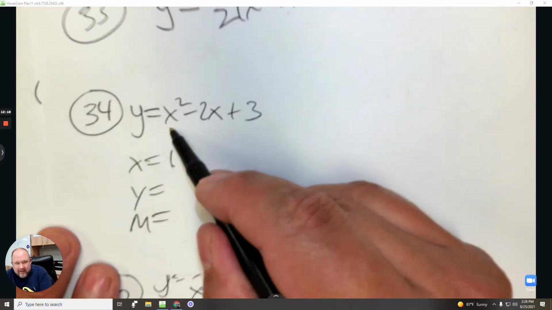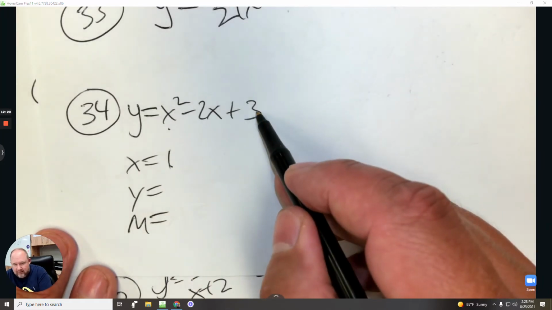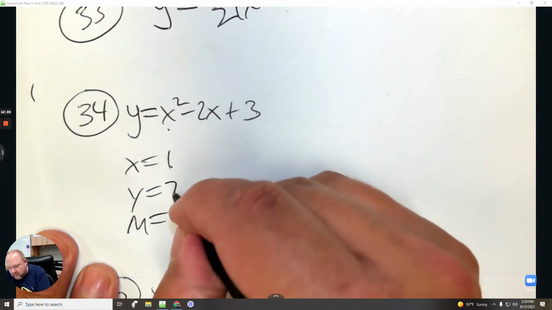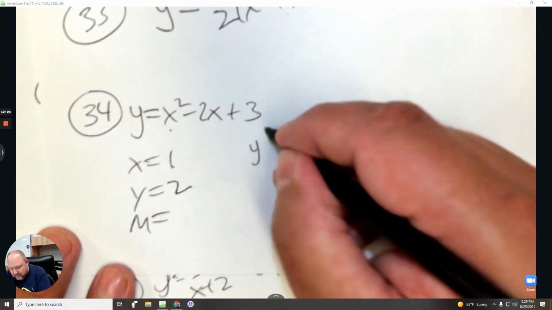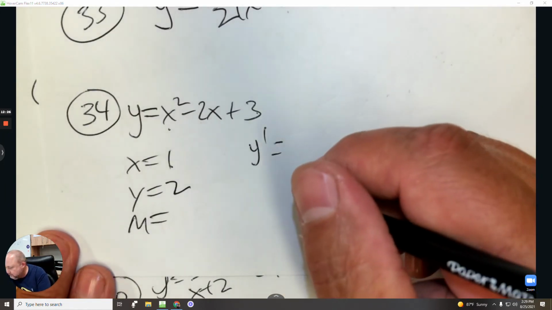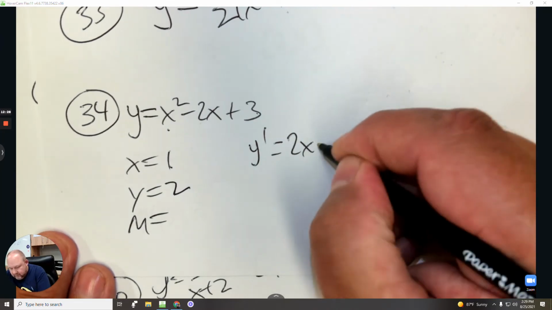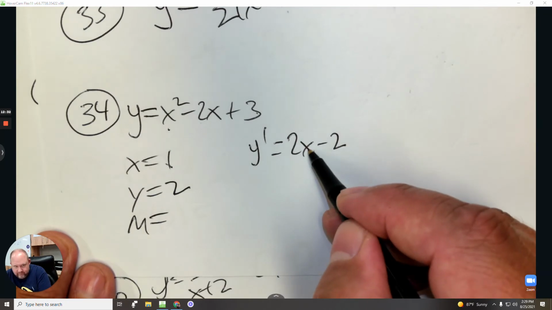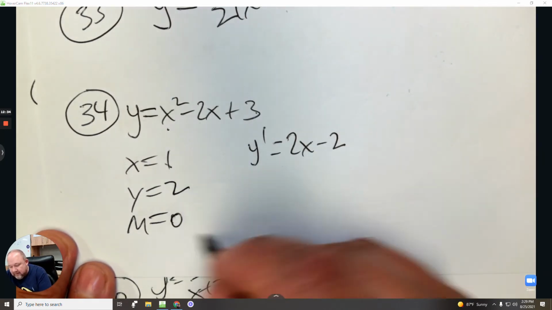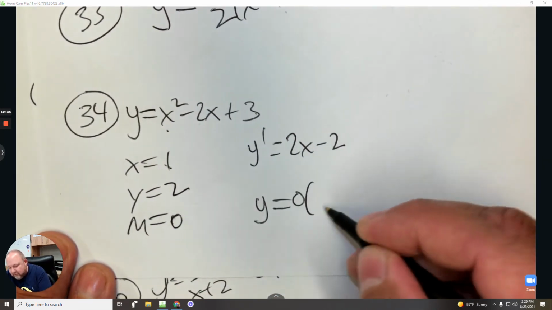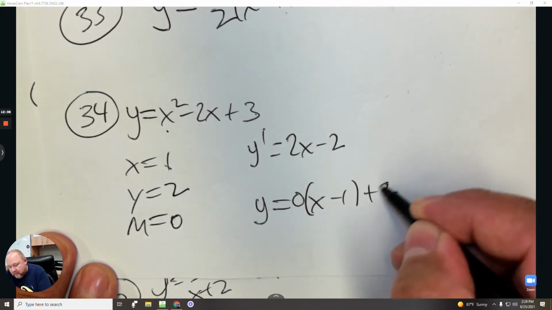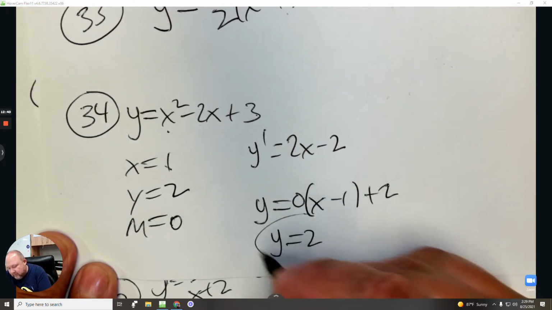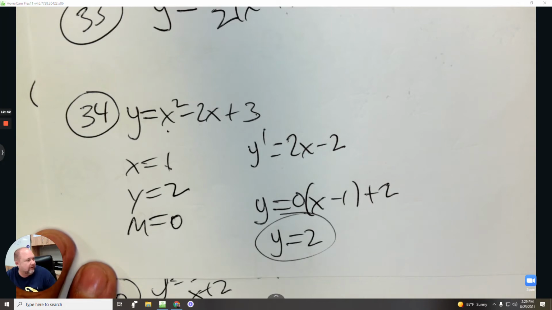Plug in 1 for x, you get 1 plus 3, take away 2. This derivative here is 2x minus 2. Plug 1 into here, and you get the answer 0. So a slope of 0, we can do this, or you could just know that it's a horizontal line, y equals 2, same answer.